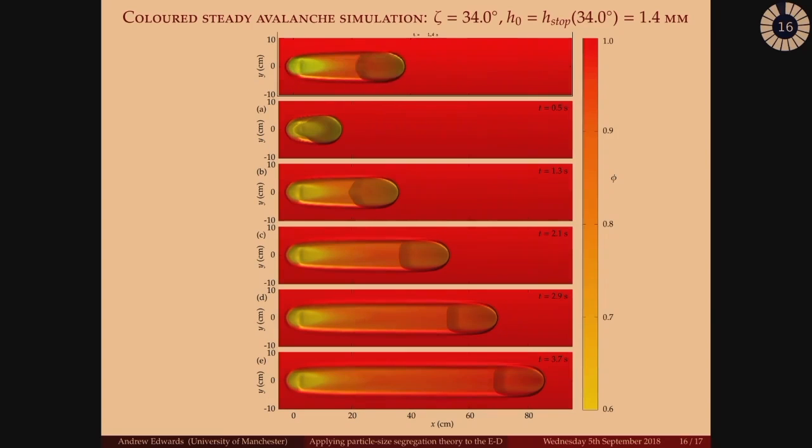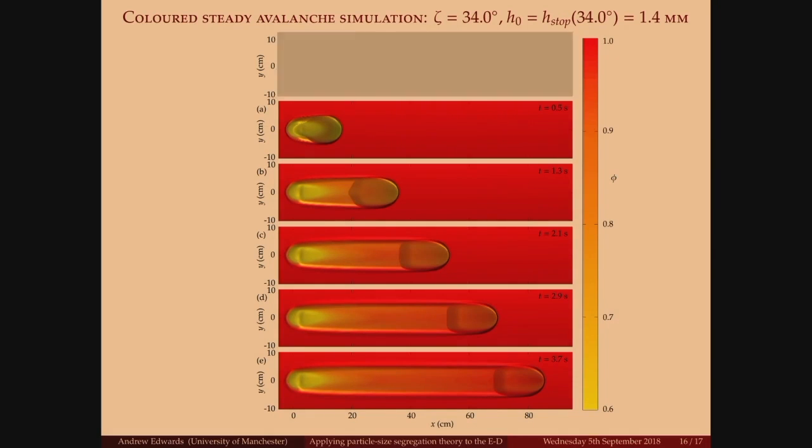And so we can do this with the simulations as well, just using this simple segregation theory. And again, we can see the same results where the yellow particles are deposited, and near the end of the plane, we're just left with the red. That's all.